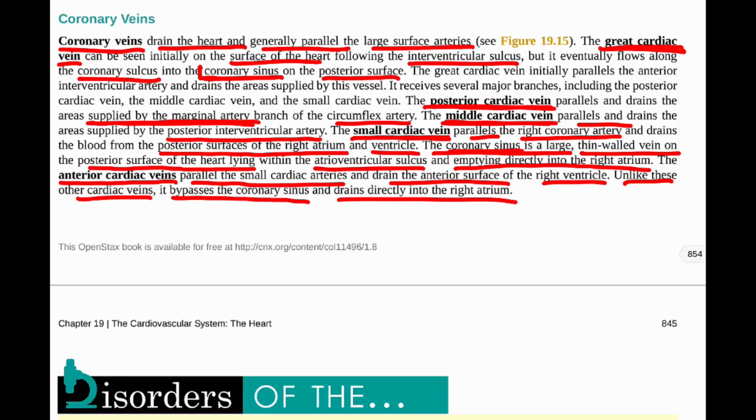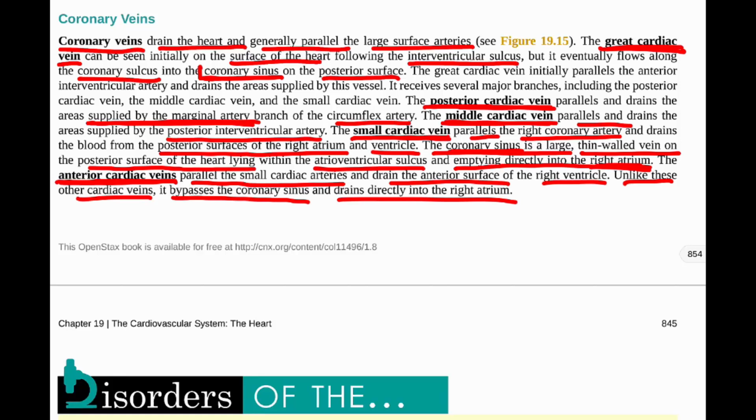The coronary sinus then is going to drain directly into our right atrium. The only veins that do not, right, are those that are part of the anterior cardiac veins. Okay, so those are the ones that are draining the anterior surface of the right ventricle, and then they are going to drain directly into the right atrium.